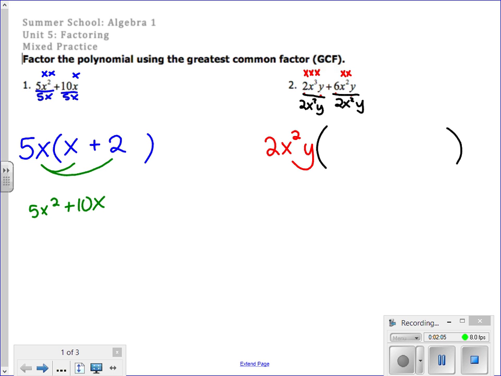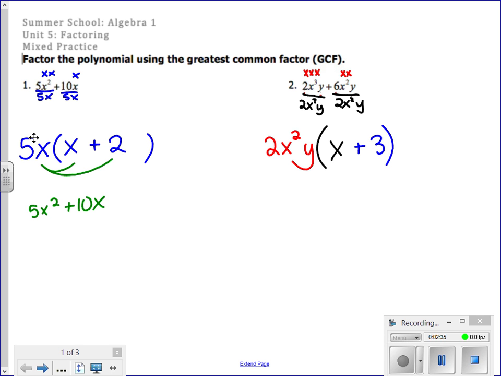When I do that, 2 divided by 2 is 1. X cubed divided by x squared is x. Y divided by y is 1. So I'm only left with an x in the first term. From the second term, 6 divided by 2 is 3. X squared divided by x squared is 1. Y divided by y is 1. So I really only have 2x squared y times x plus 3. That is the final answer.